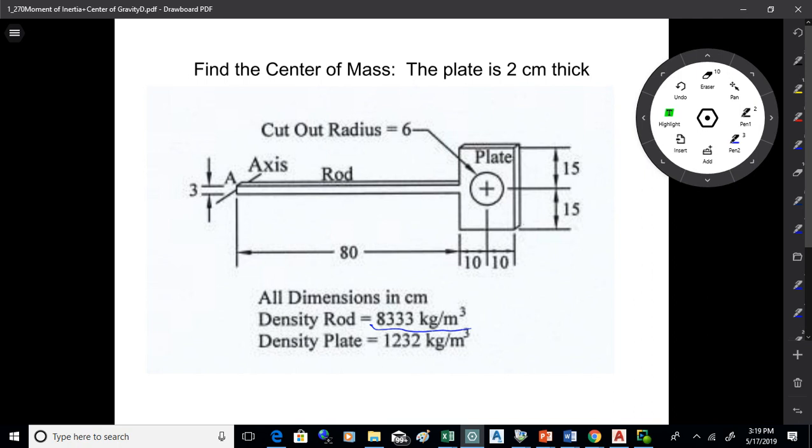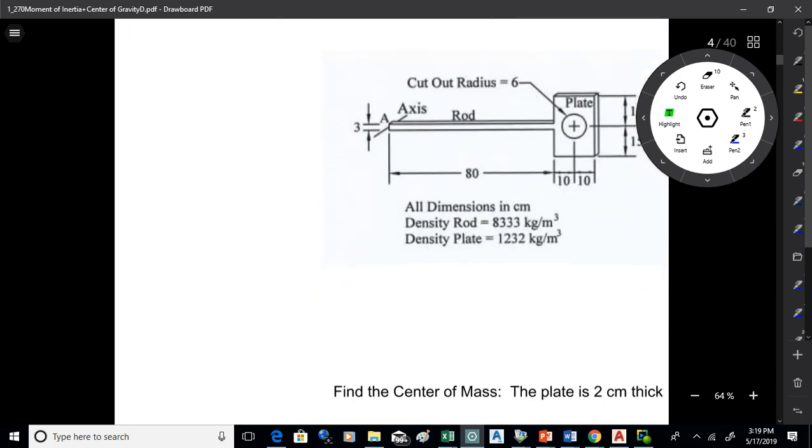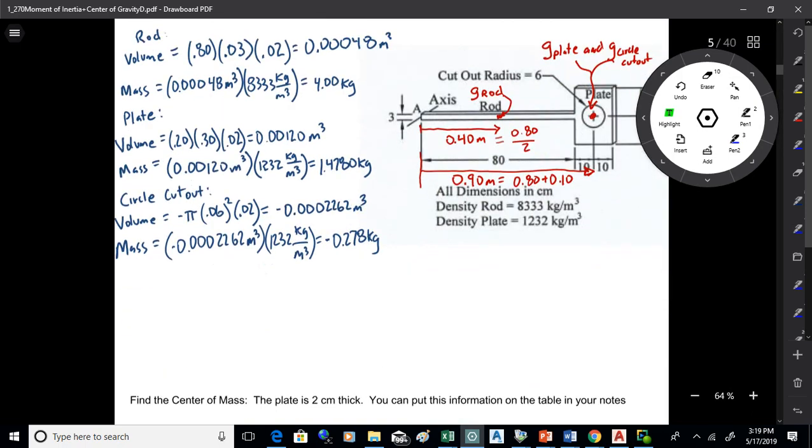So if we want to find the center of mass, I'm noticing the symmetry here in the y direction. So the center of mass is going to be right in the middle there as far as y goes, but I do need to figure out the x distance. So what I'm going to do is break this thing up into pieces. The plate's 2 centimeters thick, so I'm going to find some basic information about this.